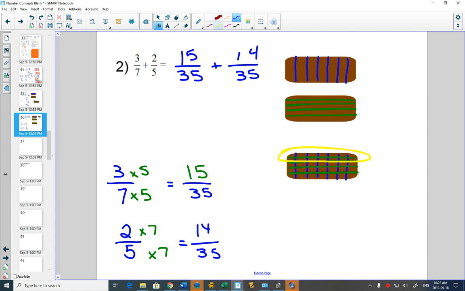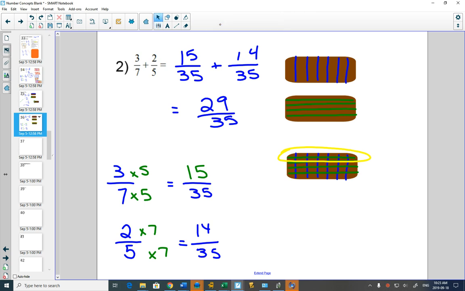And sometimes, this is a good example, sometimes what's going to happen when you're doing your math is you're going to write down the answer, but if you check it somewhere else, it might show up to be different. So then you might have to think a little bit more about what happened with that number. Now, if I have 15 pieces plus 14 pieces, I'm going to end up with 29 pieces out of 35.